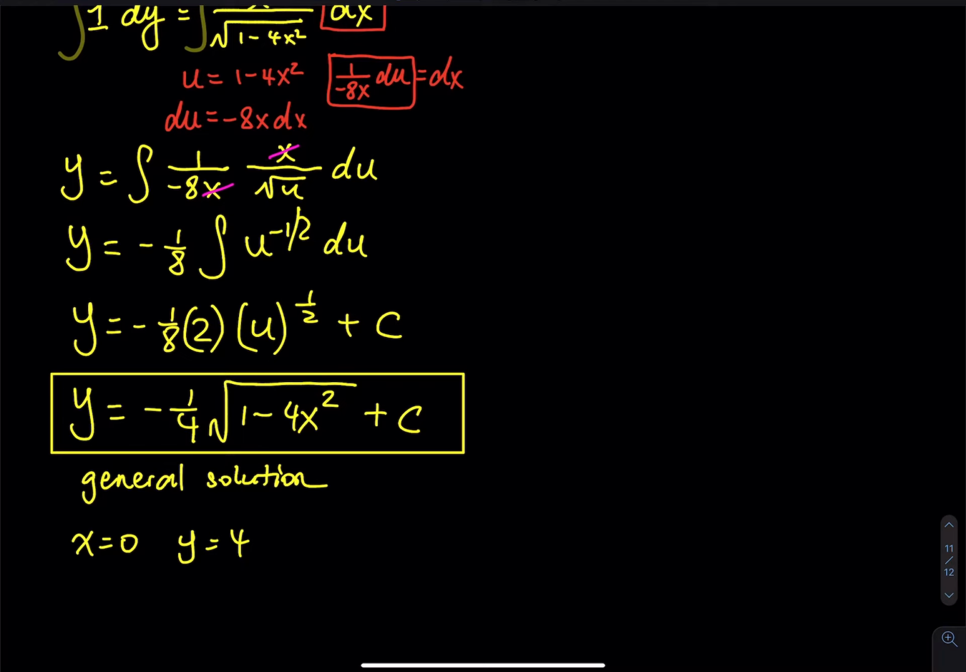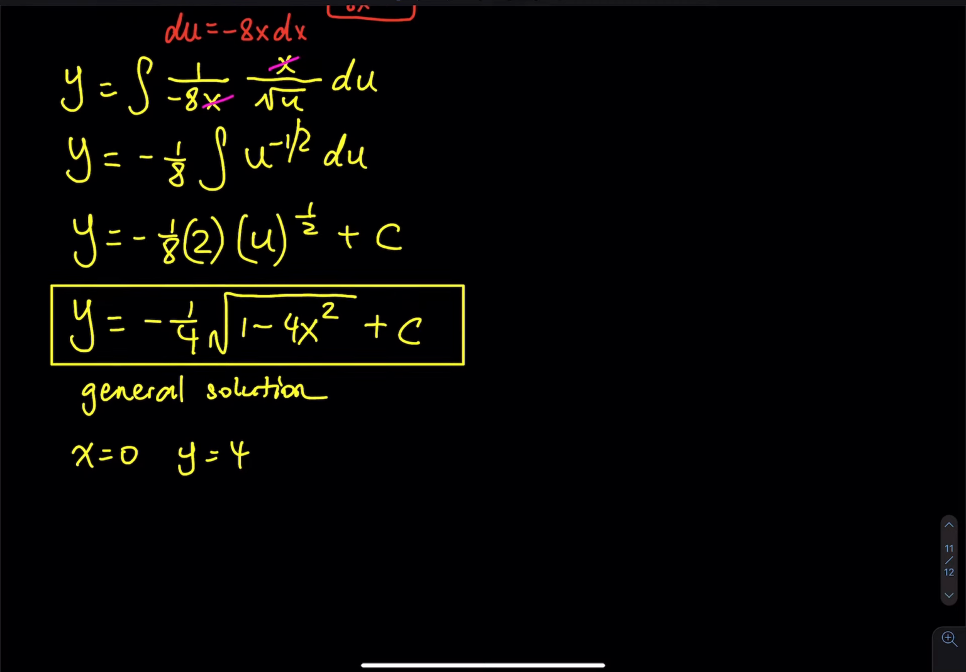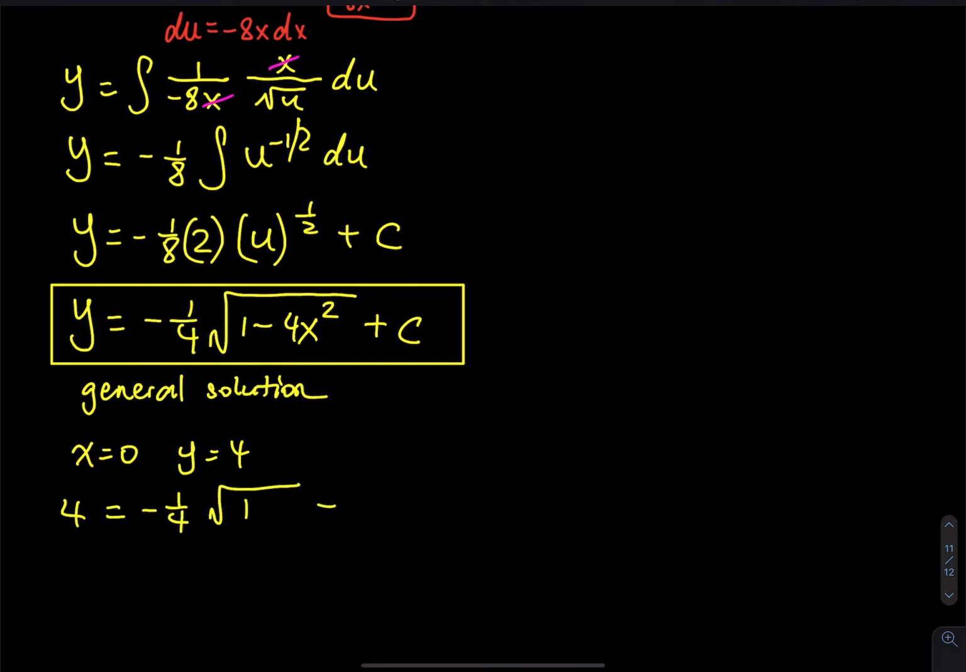All right, so I leave that part to you. It is simple. Plug in the 0, you have the square root of 1, right? So that is equal to 1. Actually, I can just do it quickly for you. So that is negative 1 over 4, and then you have a 1, right? And then you plus c, and then you multiply both sides by negative 4, so you have negative 16 equals c, right?